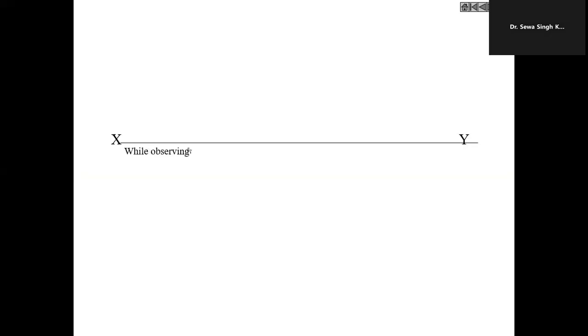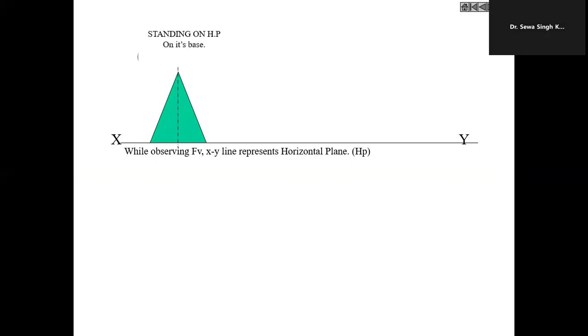So keep these points in mind when we are observing front view. XY line represents horizontal plane. So let us take an example of a cone. When we see a front view of cone like this, it means we are looking at the cone which is standing in HP on its base. In this case, axis of the cone is perpendicular to HP and of course parallel to VP.